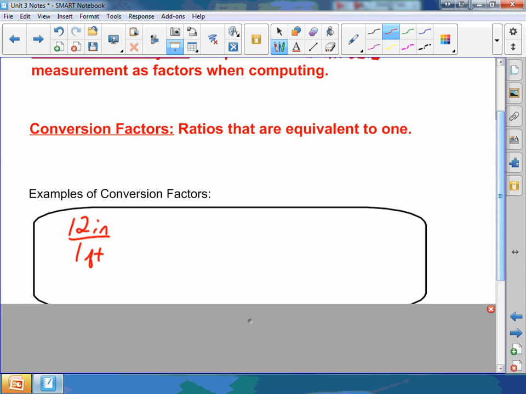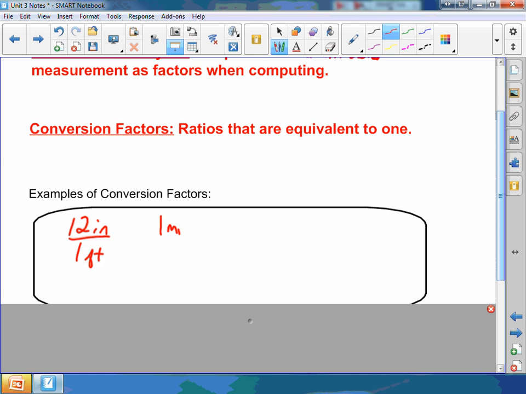12 inches to 1 foot. I'm going to go very basic today. 12 inches to 1 foot. 12 inches is equivalent to 1 foot. And anytime you have a fraction or a ratio where the numerator and denominator are equivalent to one another, then you're going to have a value of 1. So the value of this ratio is just 1. That's why it's a conversion factor.